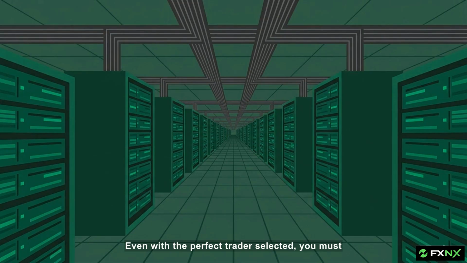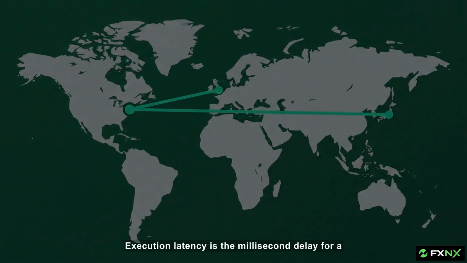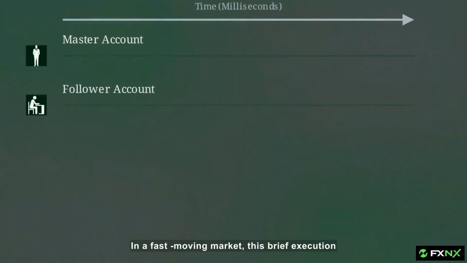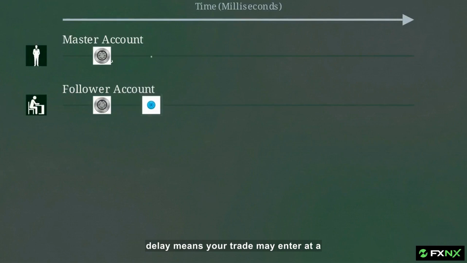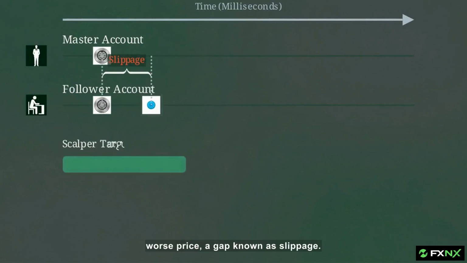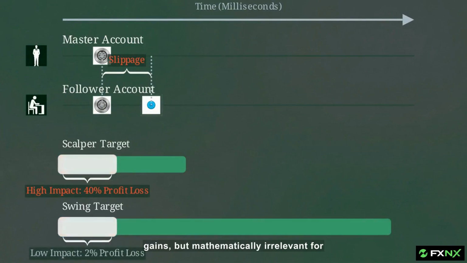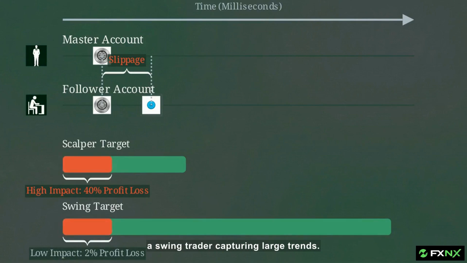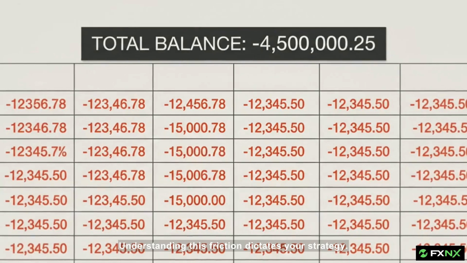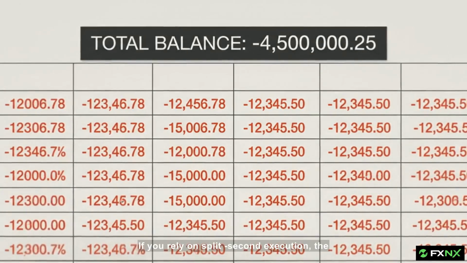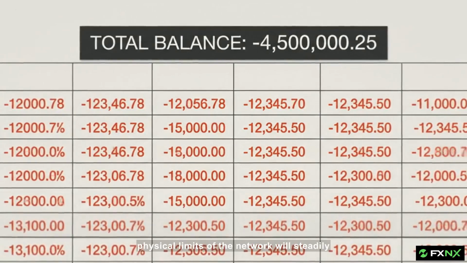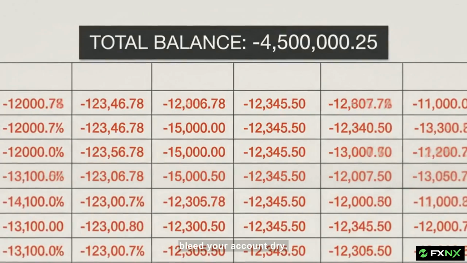Even with the perfect trader selected, you must account for the physical constraints of technology. Execution latency is the millisecond delay for a trade signal to travel from the master, hit the broker server, and finally execute in your account. In a fast-moving market, this brief execution delay means your trade may enter at a slightly worse price, a gap known as slippage. Slippage is devastating for a scalper targeting tiny gains, but mathematically irrelevant for a swing trader capturing large trends. Understanding this friction dictates your strategy. If you rely on split-second execution, the physical limits of the network will steadily bleed your account dry.